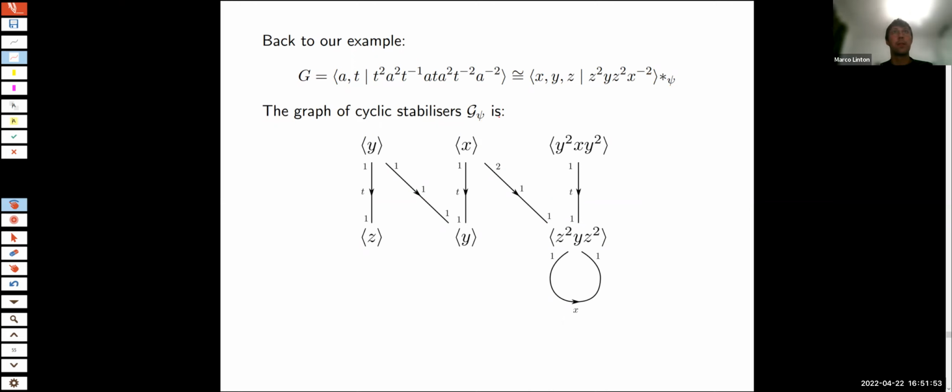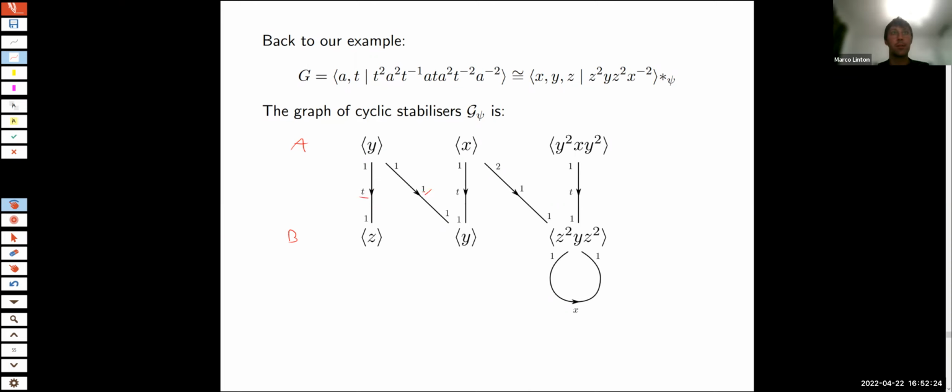And the graph of cyclic stabilizers is this. On top, we have cyclic groups in one vertex, one edge group. So that's A. And then below we've got cyclic groups in the other edge group. So that's B. So psi identifies A with B. And then we have these edges connecting, and the labels here are sort of the conjugating elements.